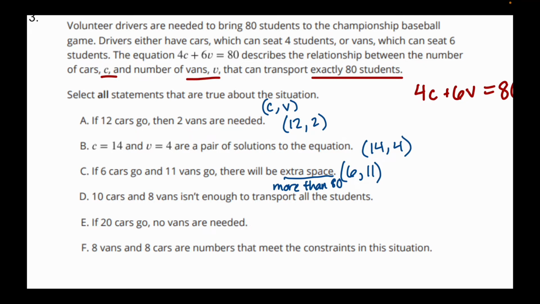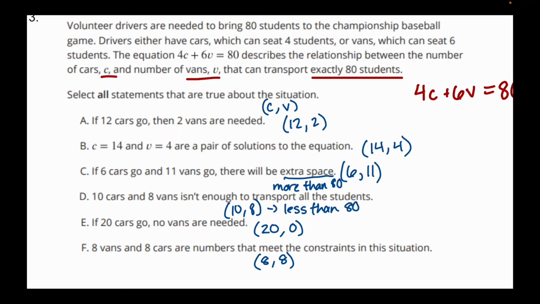D is 10 cars and 8 vans is not enough to transport all the students. So that would mean that 10 comma 8 is less than 80. And then E would be basically saying if we have 20, then you could have 0. And then 8 and 8. So we're going to check through all of these. I just kind of like to translate them straight into numbers to see if they work.